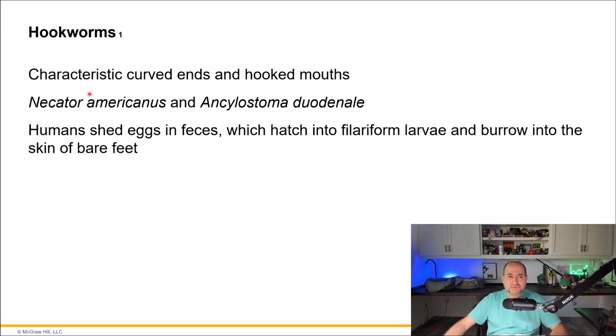Hookworms have characteristic curved ends and hooked mouths. Necator americanus and Ancylostoma duodenale are examples of hookworms. Humans shed the eggs in the feces, which hatch into filariform larvae. These burrow into the skin of bare feet. Remember, cycle B type worms, they can penetrate skin.